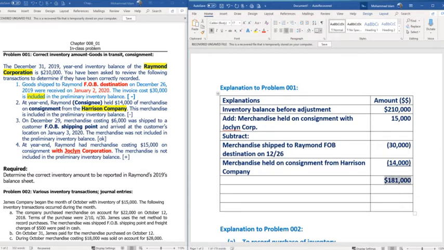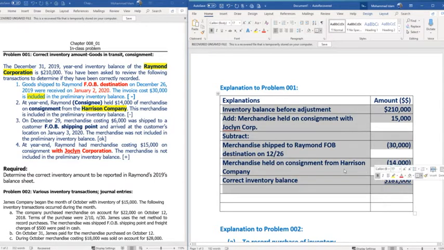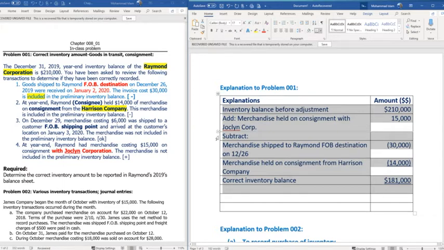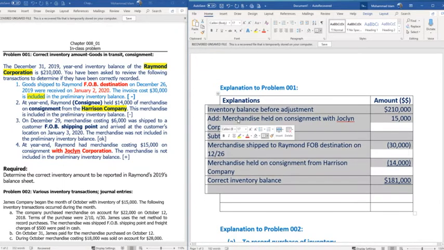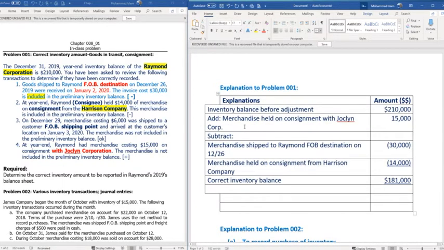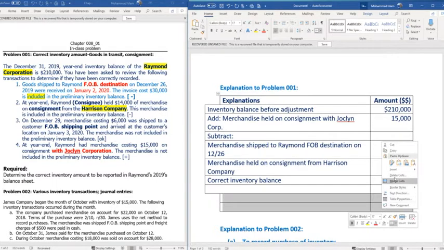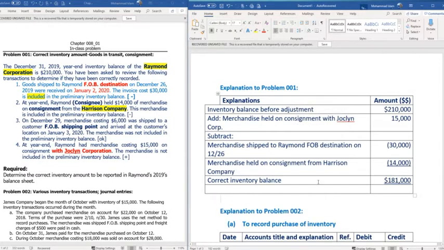195,000. Okay. So this is the correct inventory amount. Correct inventory balance. I hope you got this one. So this is the answer. If you have any question, let me know. I'm just deleting this. Let me delete. Okay.